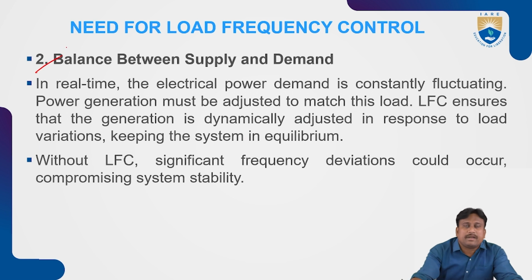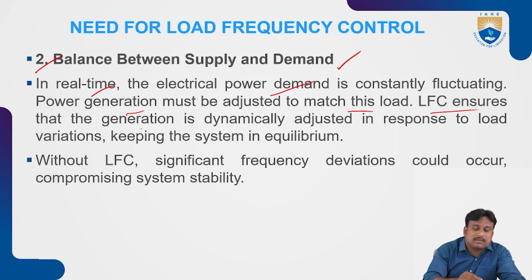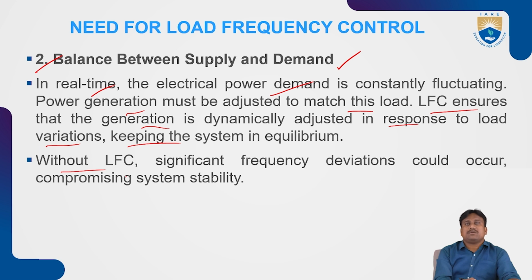Another second parameter influencing the need for load frequency control is the balance between supply and demand. In real time, electric power demand is constantly fluctuating, so power generation must be adjusted to match this load. Load frequency control ensures that the generation is dynamically adjusted in response to the variations in the load parameter, keeping the system in equilibrium. Without load frequency control, significant frequency deviations could occur, which may compromise the system stability.